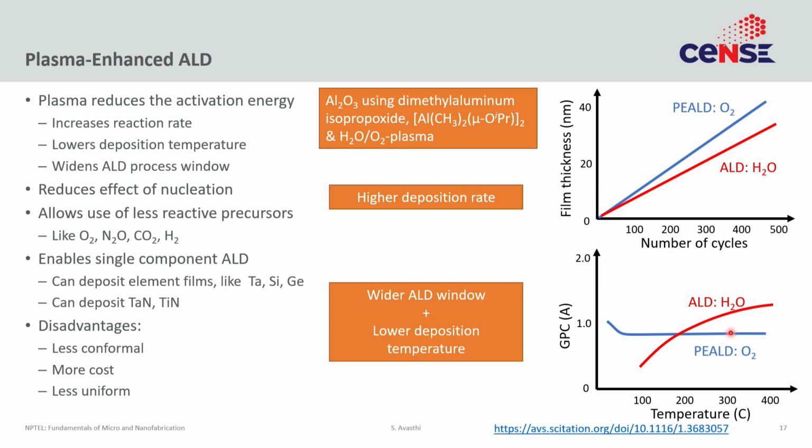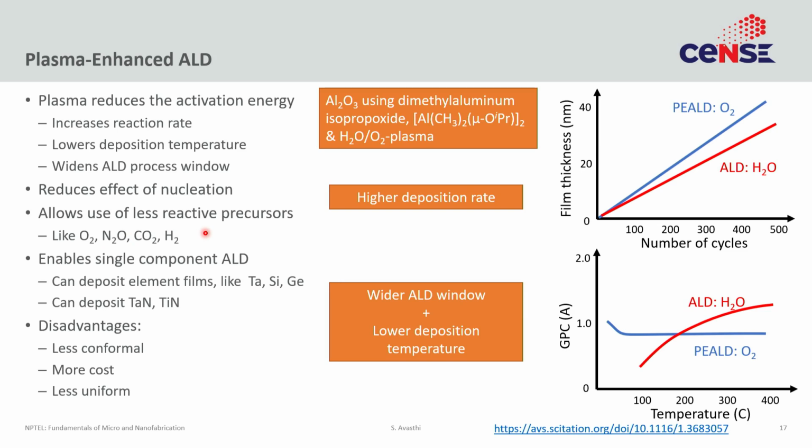In fact, so much so that you actually get a deposition window where you get significant growth, almost the same growth rate as high temperature at very low temperatures. So, even at near room temperature, you can start getting depositions that you could not get before. So, not only do you get a wider window, but that wider window also allows you to do lower temperature depositions and higher deposition rate depositions. It also allows you to use much less reactive precursors. So, things like oxygen, nitrous oxide, carbon dioxide that are arguably safer and easier to handle.